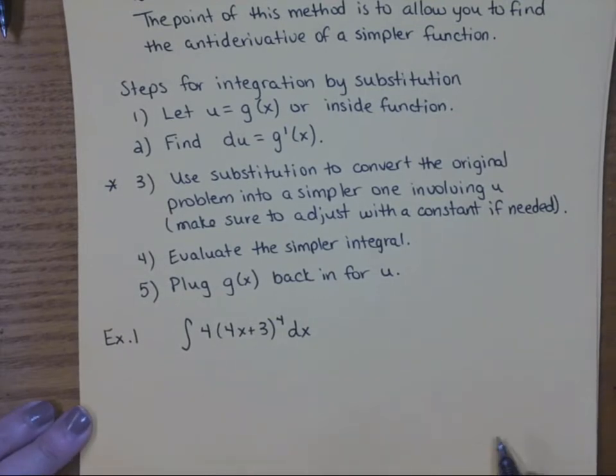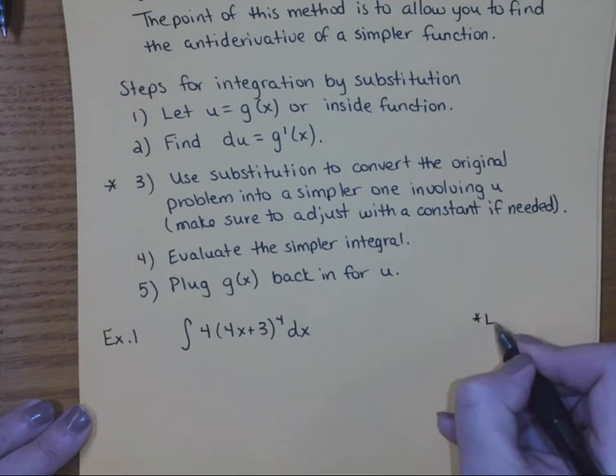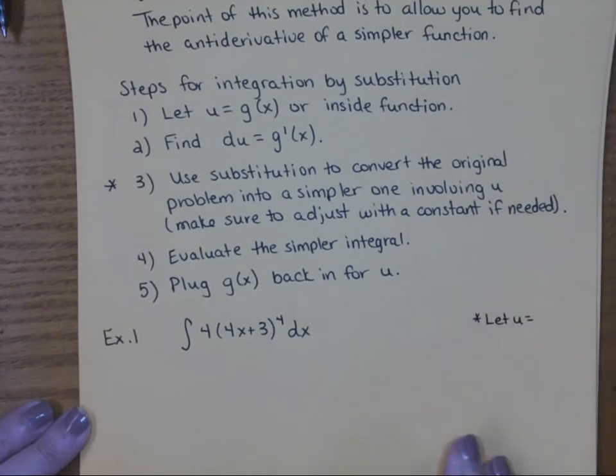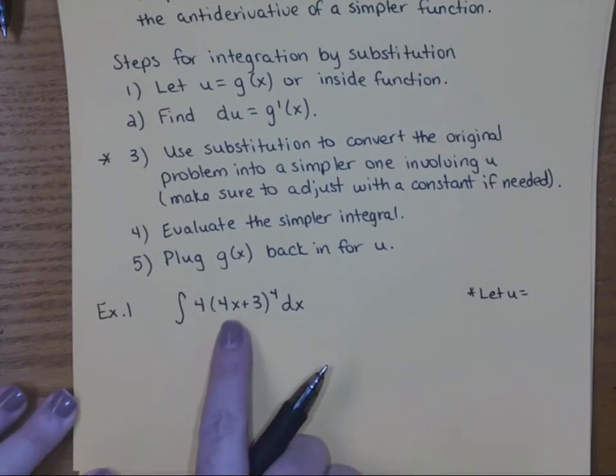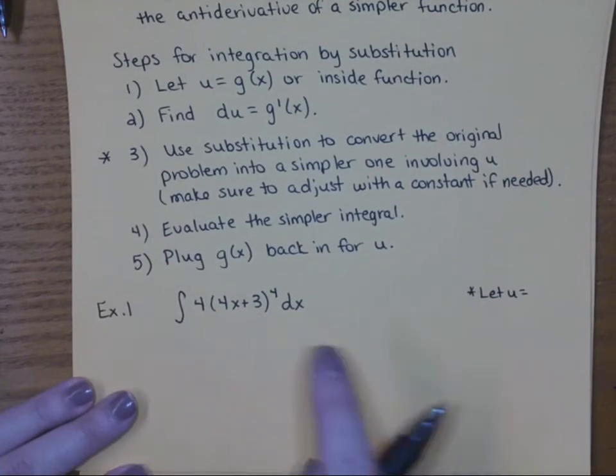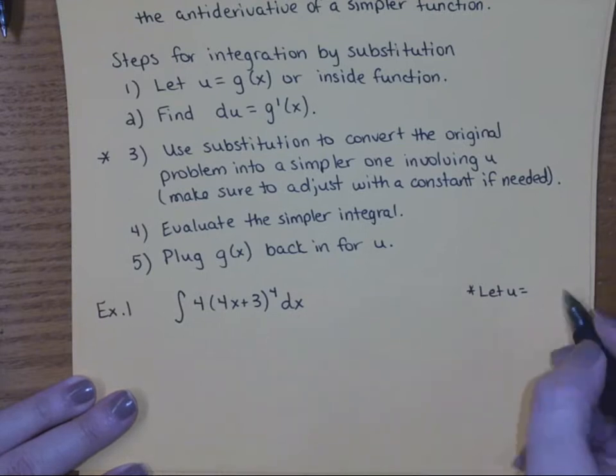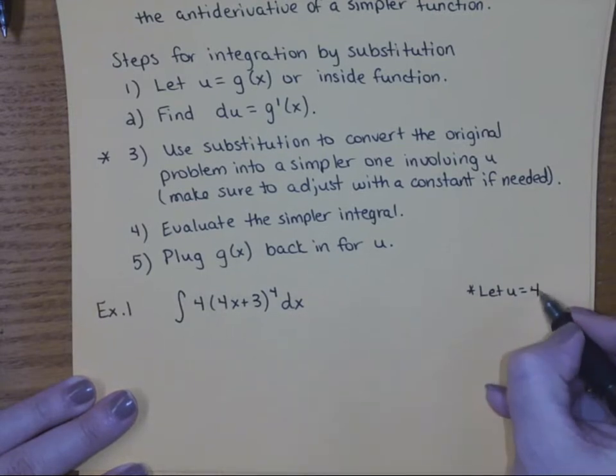So what you're going to do is, over off to the side, you're going to let the letter u equal the complicated part of this function, or the inside part of this function. Sometimes that'll be in parentheses and will be relatively easy to find. So the inside function is 4x plus 3.